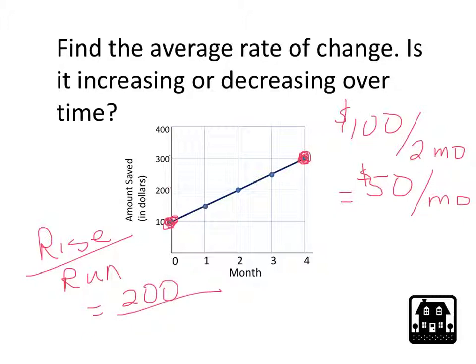and it goes over 1, 2, 3, 4 months. 200 over 4 is going to equal 50. And what we're talking about is the rise is in dollars and the run is in months. So we have $50 per month. And that's how you find rate of change.